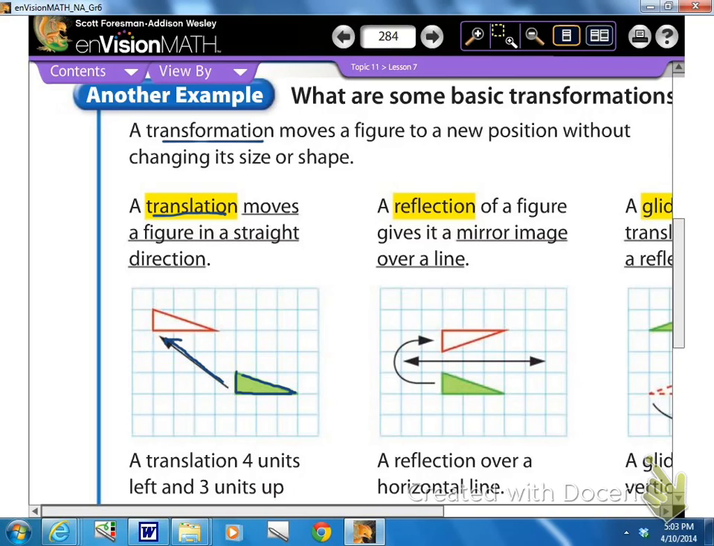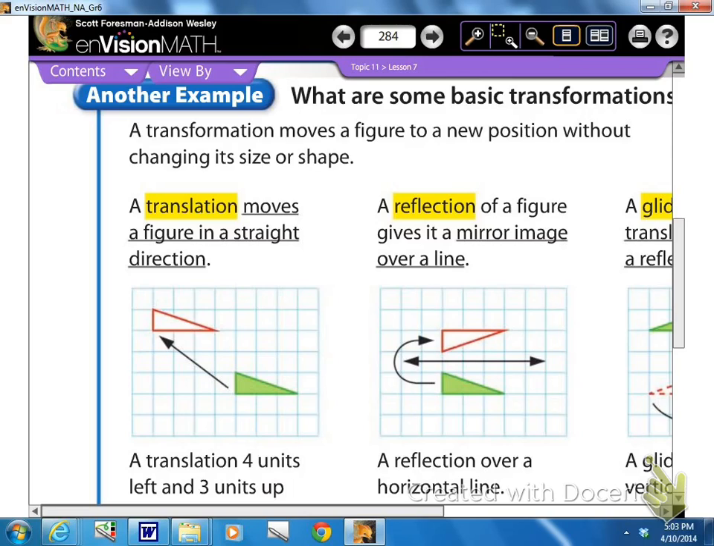It's kind of like up and to the left. And this translation, if you were going to describe it, you could say it was 4 units to the left and 3 units up. Now, how you can.